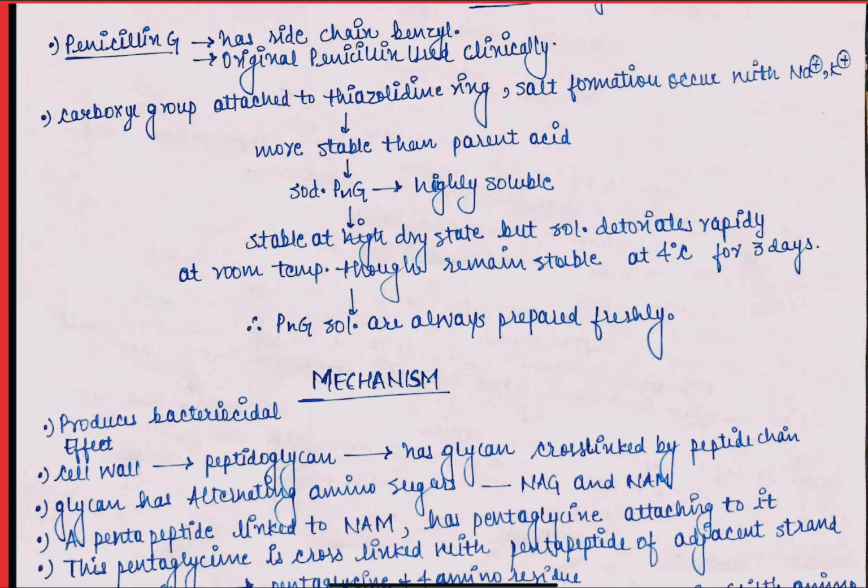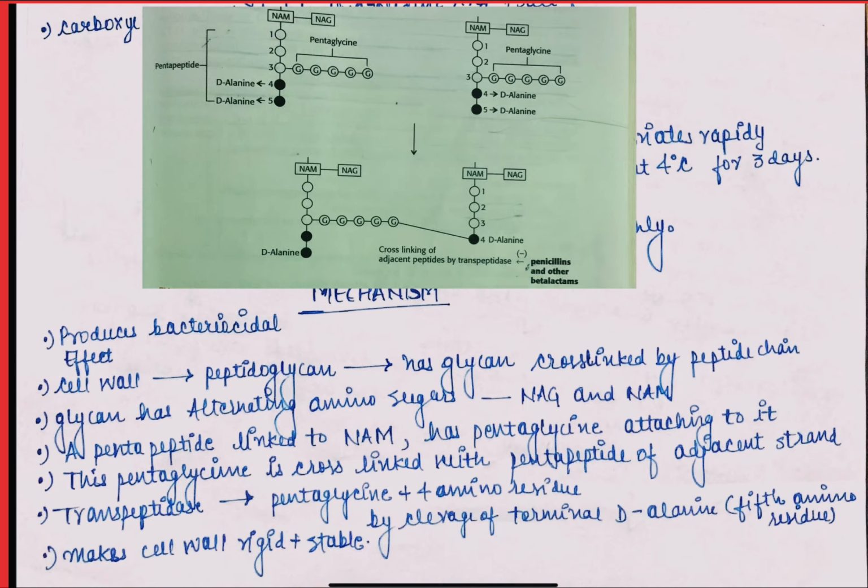Now we should talk about the mechanism of action. The beta-lactams are bactericidal by inhibiting the synthesis of the bacterial cell wall. The bacterial cell wall is made up of peptidoglycan, in which the glycan is cross-linked by peptide side chains. Glycan has alternating amino sugars, NAG and NAM. NAM stands for N-acetylmuramic acid and NAG is N-acetylglucosamine. And there is a pentapeptide which is attached to NAM.